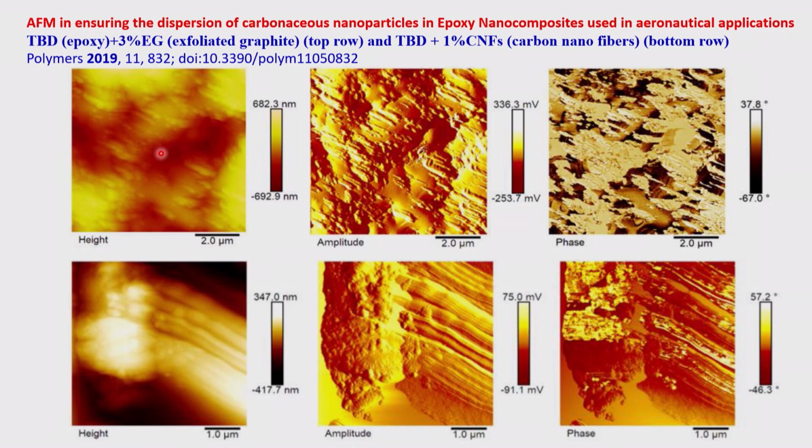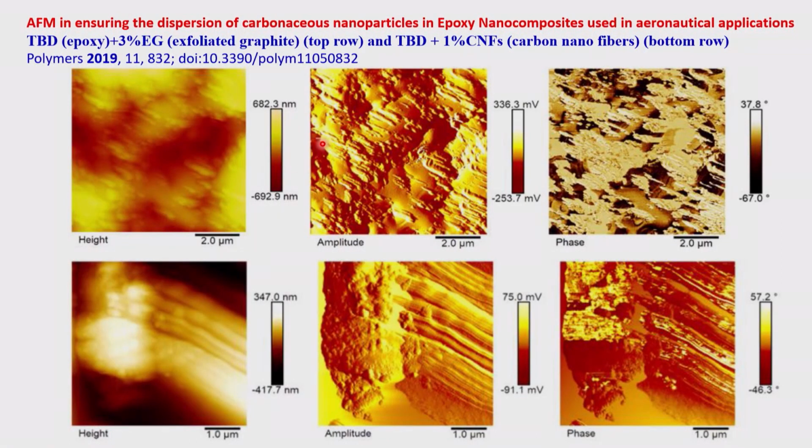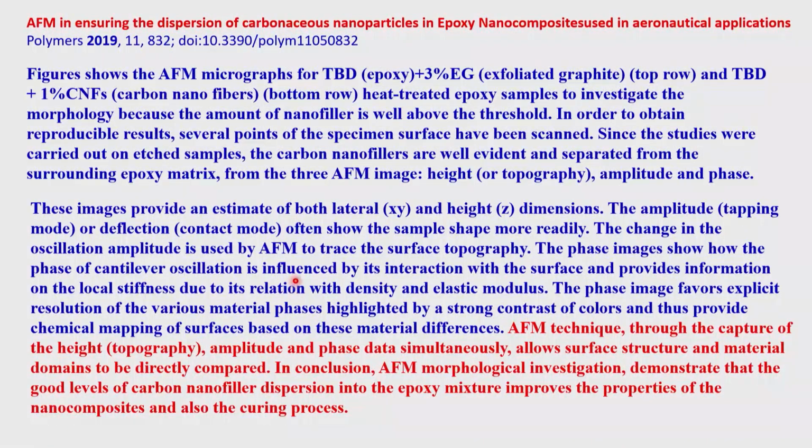So the height-based image will give you the kind of shapes that you have, and the amplitude will give you the topology that you have. The phase image shows the different phases, and if you have different kinds of phases in the composite, whether they are all uniform phases, all of these can be identified. Using this, you can provide the lateral and height dimensions, the amplitude in the tapping mode and deflection in the contact mode. It often shows the sample shapes and the change in the oscillation amplitude, which is obtained in the second one in this picture, and this gives the surface topography.